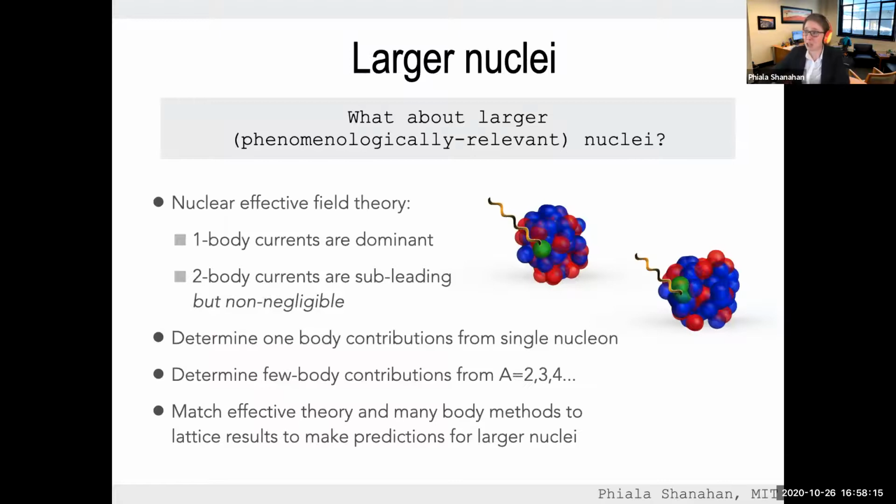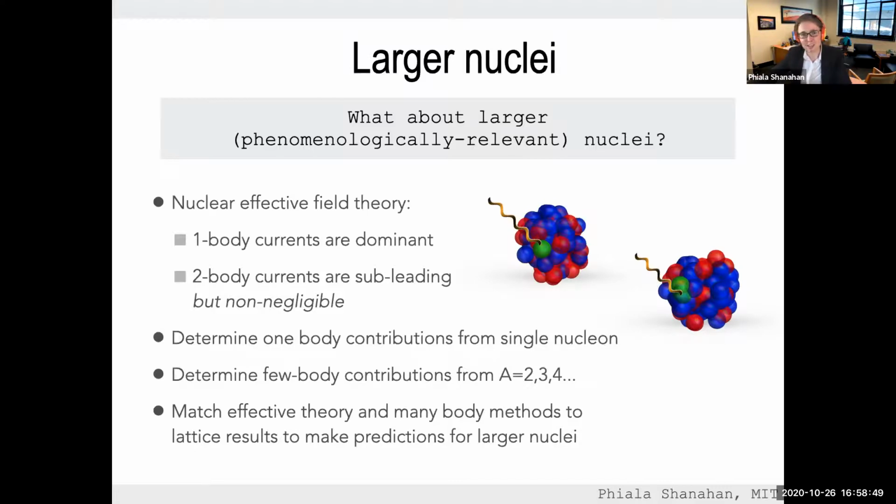So getting to larger nuclei, well, really the way to do it is via nuclear effective theory. I said we had unexpectedly large two-body effects that were 10%, right? We still do have a hierarchy. One body effects are dominant, two body effects are sub-leading but non-negligible. So you can think about determining the one body contributions from single nucleon, few body contributions from 2, 3, 4 body calculations, matched to effective field theory and many body methods to make predictions for larger nuclei. And there are also locals working in this direction.